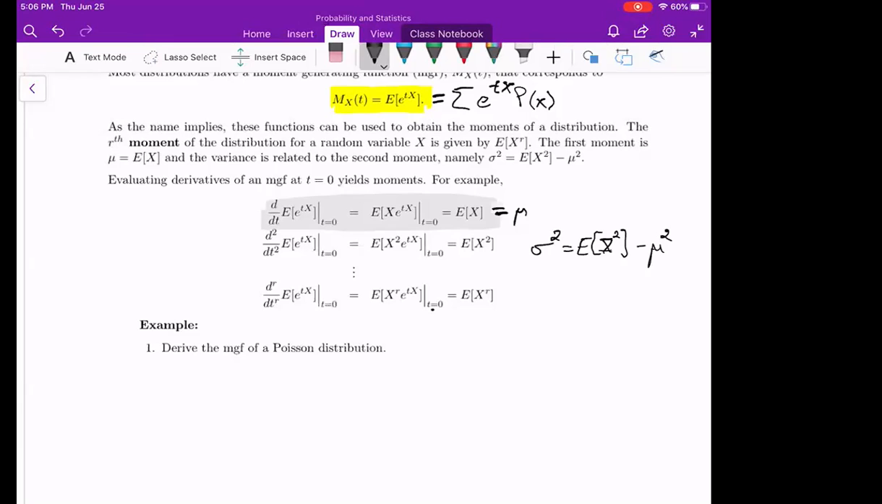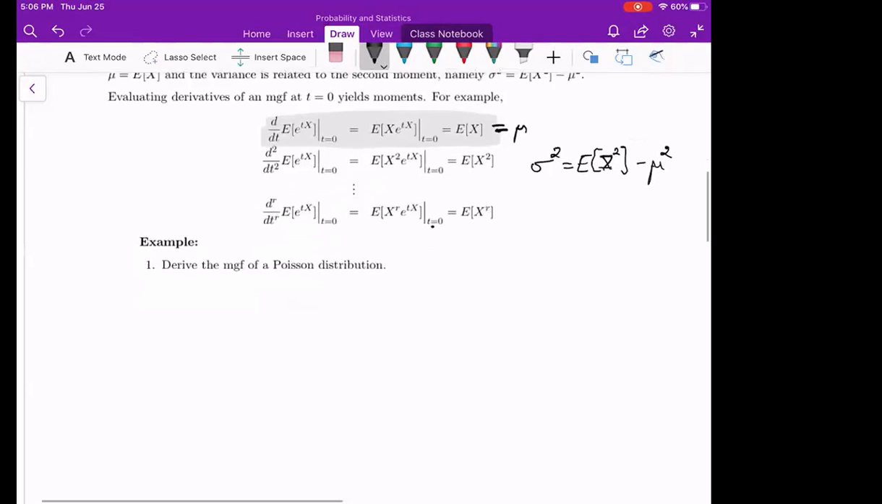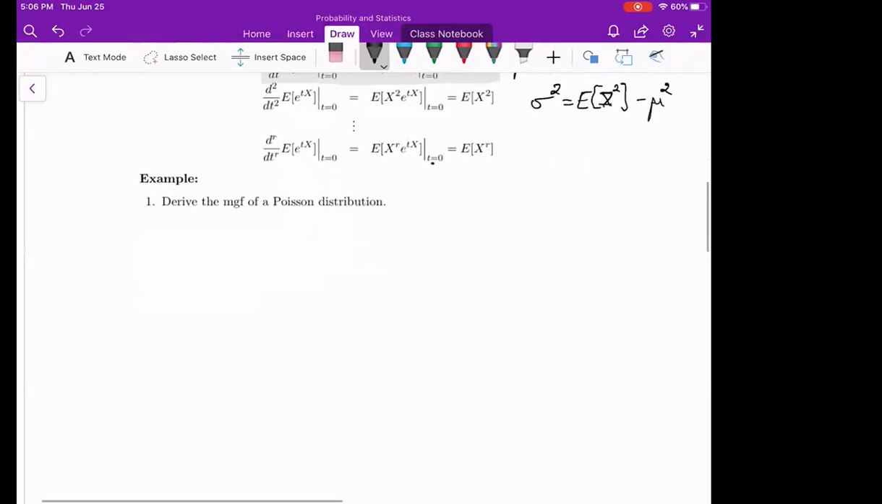So that's what's happening in the middle section there. It's just kind of laying out how you get your first, second, third, fourth, and so on, any moments that you might need. We're going to get to practicing that and also even just deriving MGFs in the rest of this handout. So let's take a look at the first one here, which is derive the MGF of a Poisson distribution.